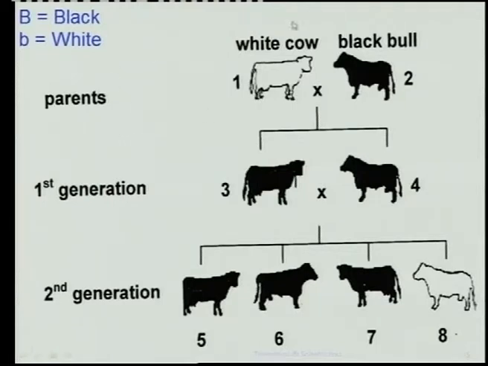Now, from this, I think it's easy to deduce that the recessive characteristic is the white, that is the white cow. And because these two, 1 and 8, are recessive, that's how we can deduce that they must be homozygous.